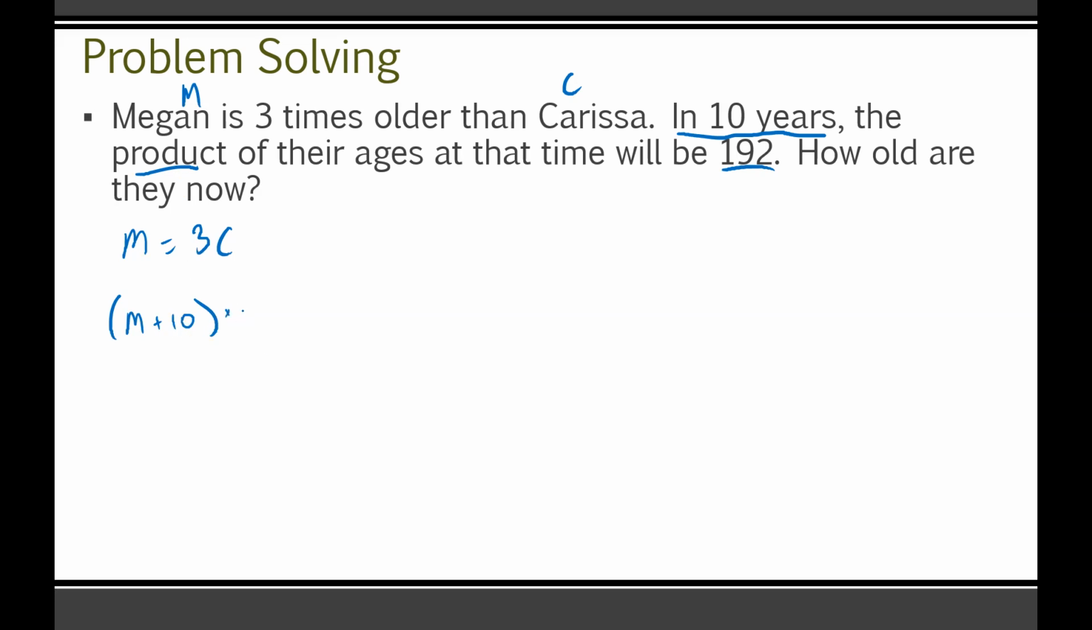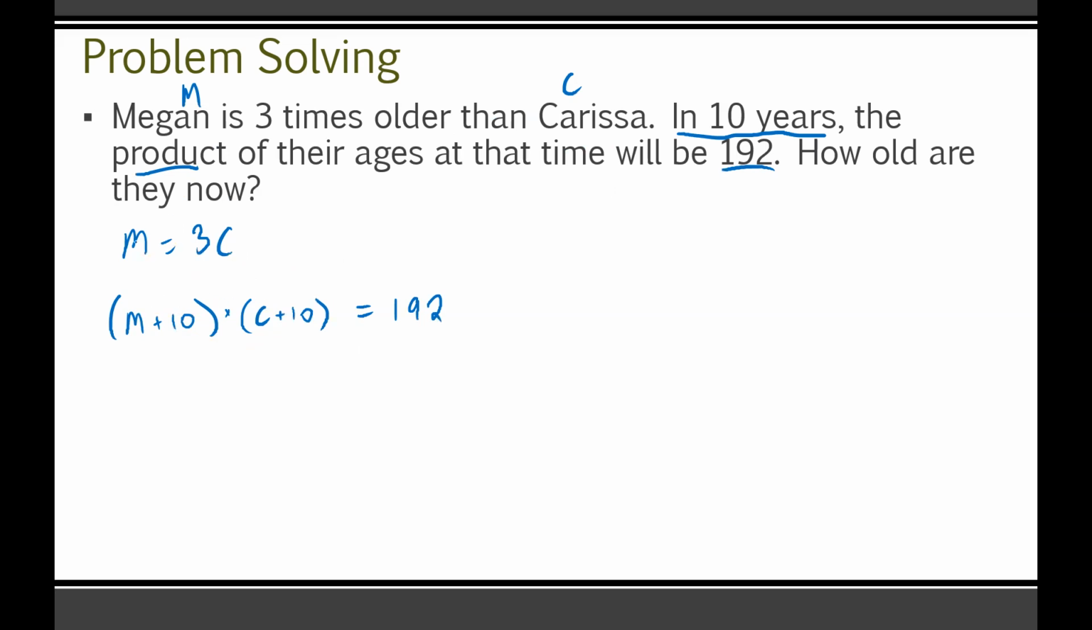So we're going to take her age in 10 years, and we're going to multiply it by Carissa's age in 10 years. Well, how old will Carissa be in 10 years? Well, if her age right now is C, then she'd be C plus 10 in 10 years, right? And we know that the product of their ages at that time will be equal to 192. But we're suffering from the same kind of problem that we've had before. We have 2 different variables here, and that's not exactly great.